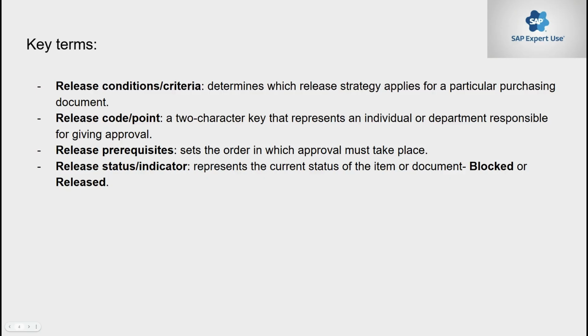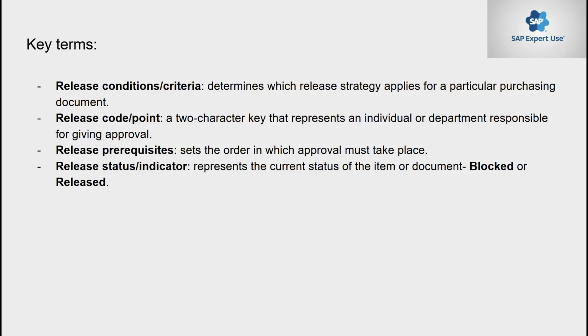We also have release code point. This is a two-character key that represents an individual or department responsible for giving the approval. Each person involved in the release procedure signifies an approval in a release transaction using the person-specific release code. We also have release prerequisites. This sets the order in which approval must take place. For example, a general manager may need to approve a document before the vice president approves it.